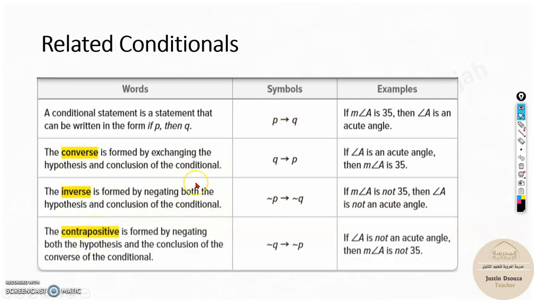And the last one, contrapositive, is the negation of converse. Now you can see the converse is Q to P, isn't it? Here, negation of Q and P. What does that mean? Over here, just add not to this converse, on both sides. If angle A is not an acute angle, then measure of angle A is not 35 degrees. So these are the related conditionals. You can just pause the video over here and go through these because this is very crucial.